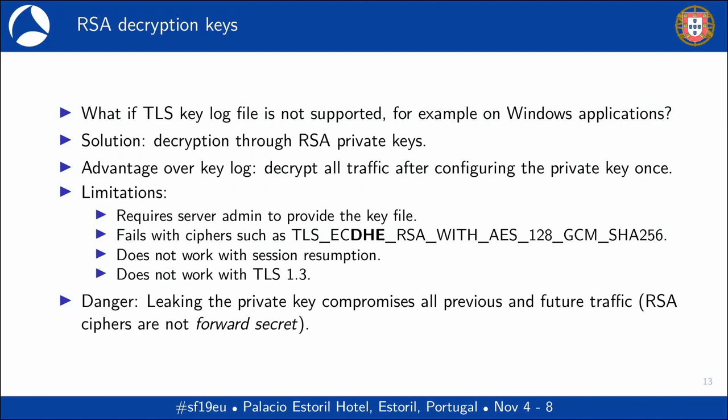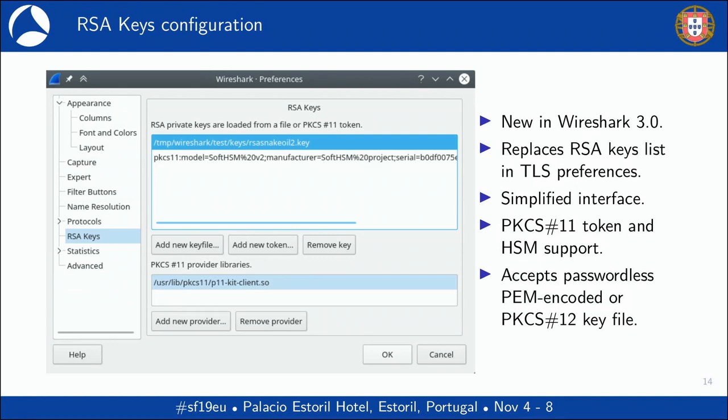So besides this limitation, if you are only running a development server and don't have the ability to get the session keys using the key log file method, you can still, for example, force the server or the client to use the RSA key exchange only, with just TLS 1.2 or earlier. And if you do so, you can configure Wireshark as follows. Wireshark had multiple options to configure the RSA key file, but since 3.0 they have been consolidated into one, hopefully simpler, user interface.